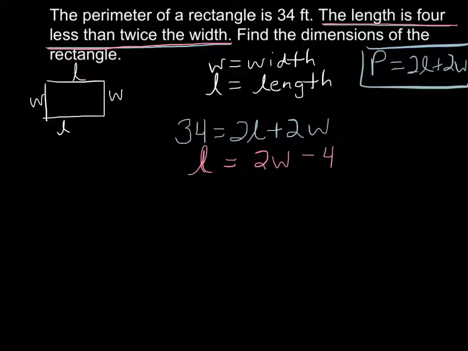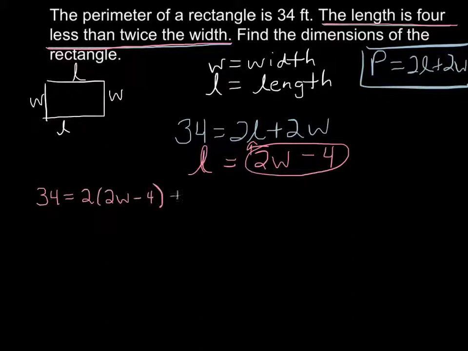Now, I'm good to go. I've got my 2 equations. I'm going to solve this one by substitution because L is by itself. So I'm going to take what L equals, and I'm going to plug it right in there for L. So I'm going to work over here. I have 34 equals 2 times 2W minus 4 plus 2W. So just as a reminder, since L equals this, I took this and plugged it in for L into my other equation. So now I've got this one long equation with one variable.